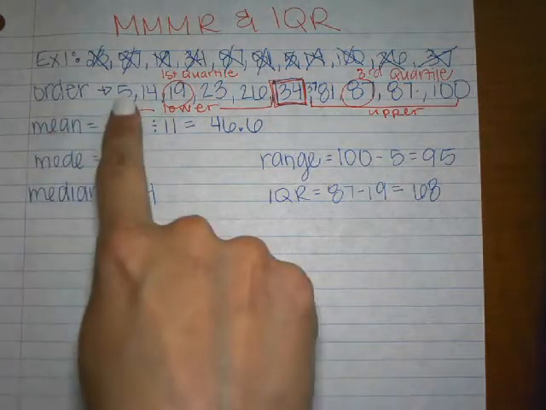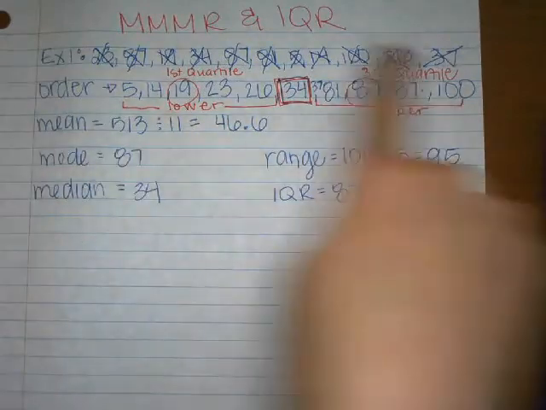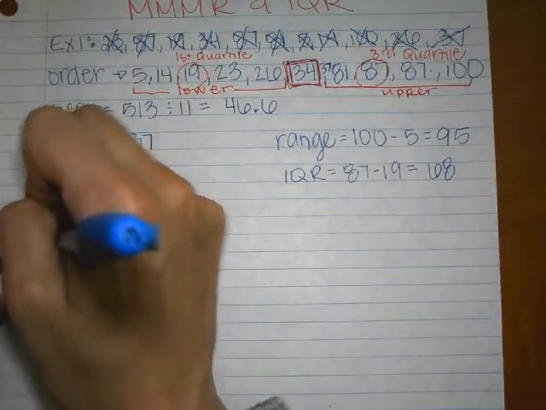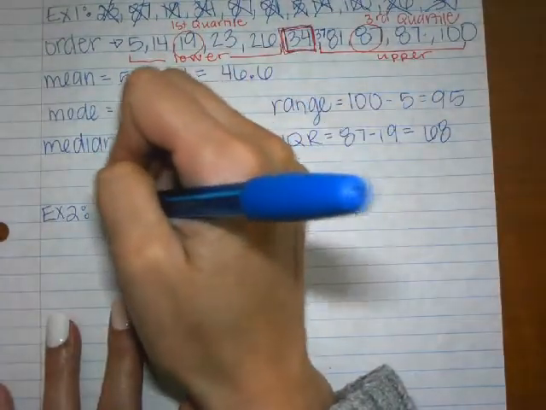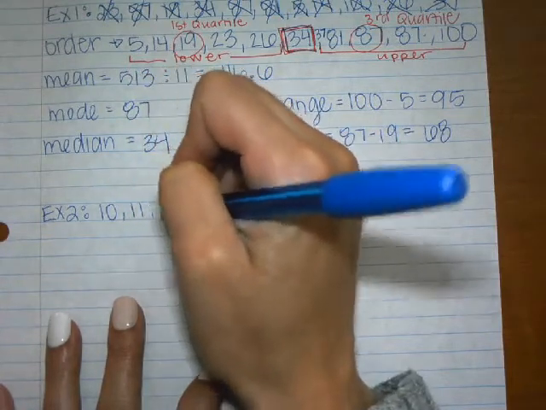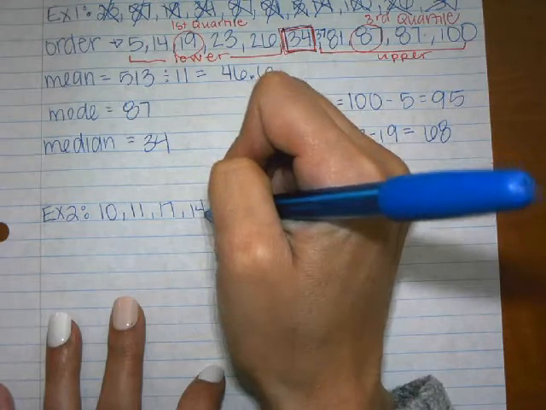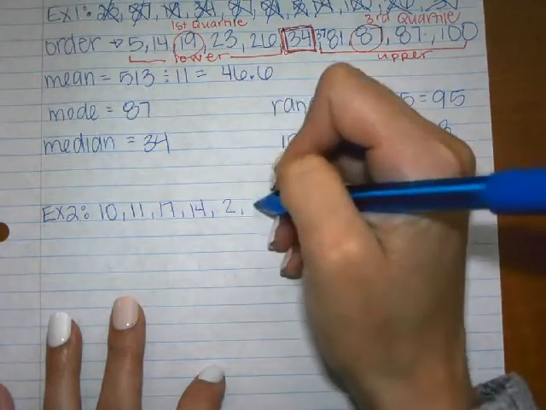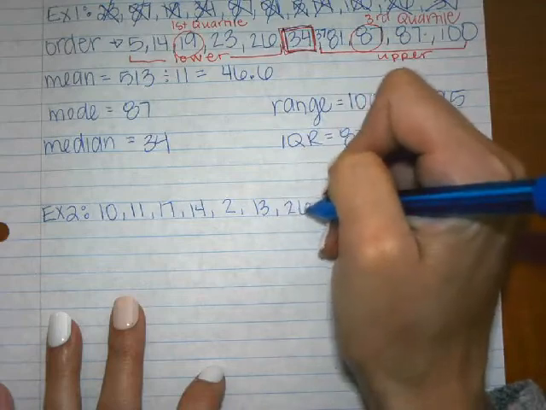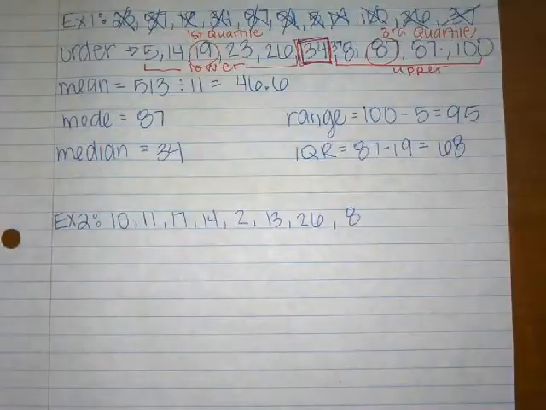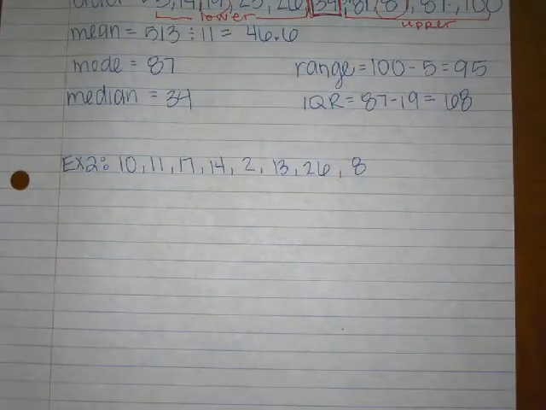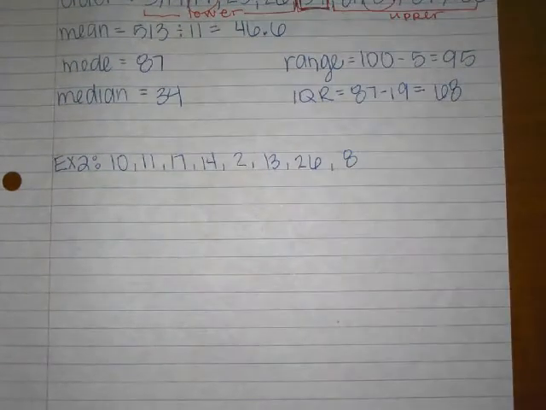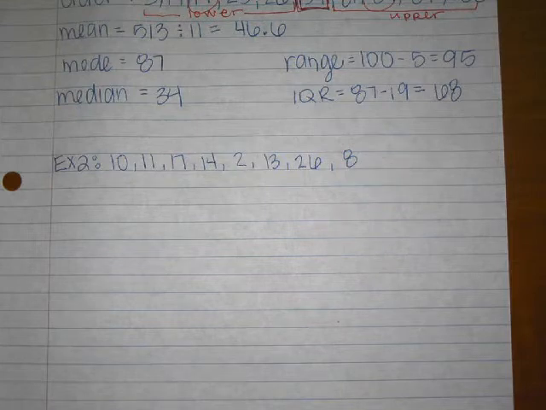Okay, this was obviously one with an odd set of numbers, right, guys? Let's do one with an even set of numbers. So example 2. This time I'm going to give you 10, 11, 17, 14, 2, 13, 26, and 8.